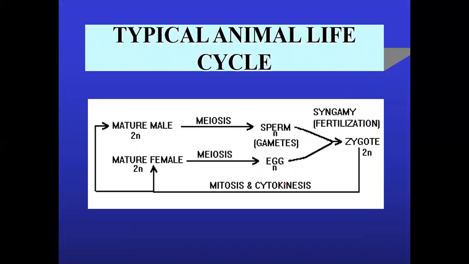Now, this is the typical animal life cycle. We have a mature male, and when I say mature, I mean basically able to make sperm. It doesn't mean socially mature.